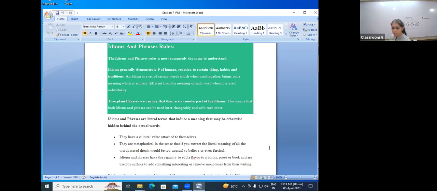So in short, what we are trying to say is that idioms and phrases, let's not divide it right now. Let's bring a meaning to it. Idioms and phrases are those words where if you see them together, they have a different meaning.